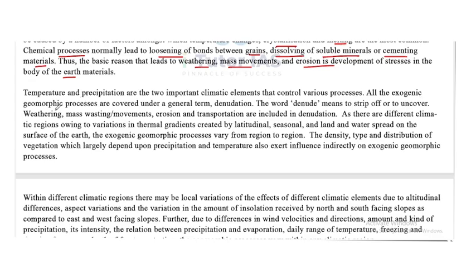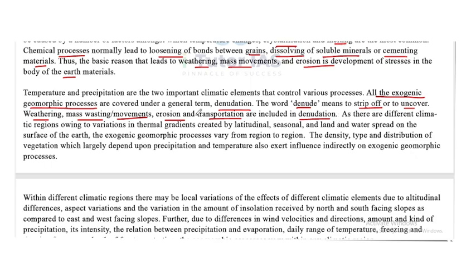All the exogenic geomorphic processes are covered under the general term denudation. The word denude means to strip off or to uncover. Weathering, mass wasting or mass movements, erosion and transportation are included in denudation.